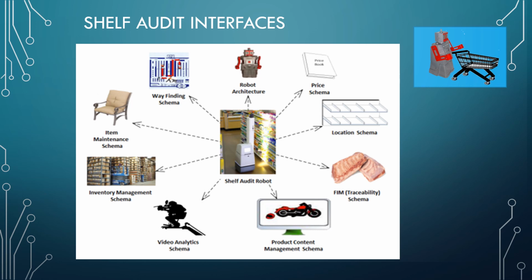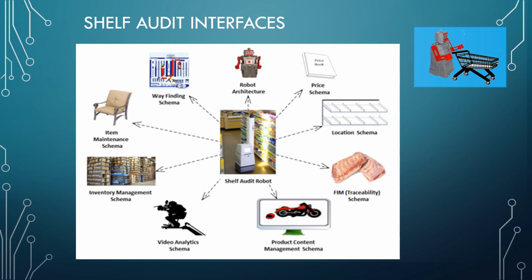So now let's take a look at the systems that have to interface in order to make a shelf audit robot work. Of course, we have to start with the robot itself. We have to be able to check prices, so we've got to be able to connect to a price book. We have to be able to find things, so we have to be able to deal with the locations of things. We have to be able to check traceability, so in case there are recalls on particular items, we need to be able to find those things.